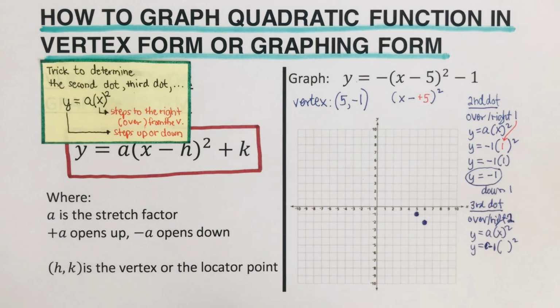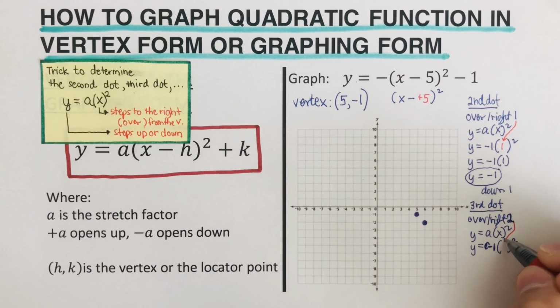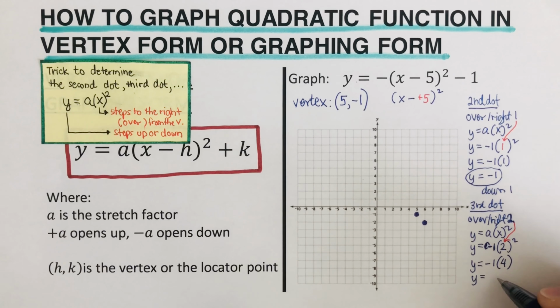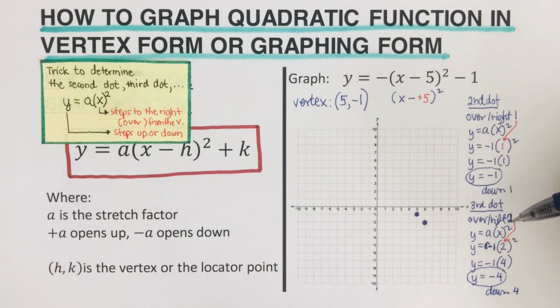So that is squared. So I'm going to put the 2 in here. So that's a 2 here. So y is equal to negative 1 times 4. So then y is equal to negative 4. What does this mean? We are going to go down 4. That means right, or over, 2, down 4.